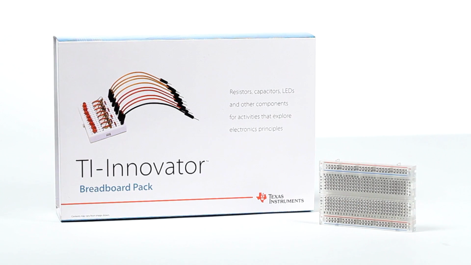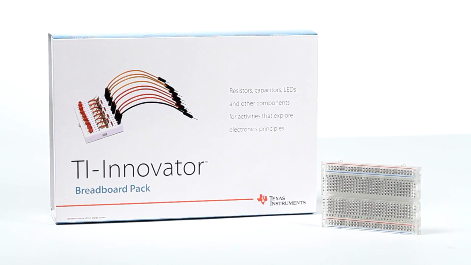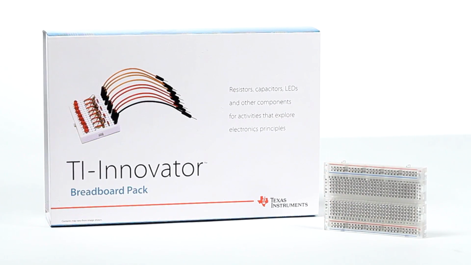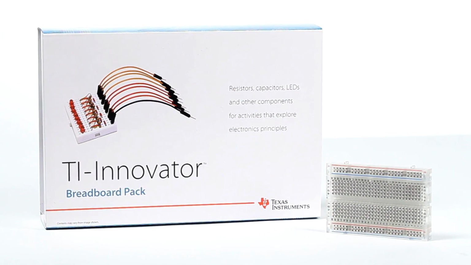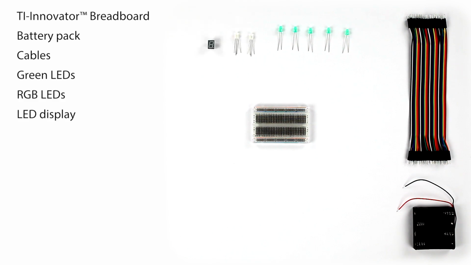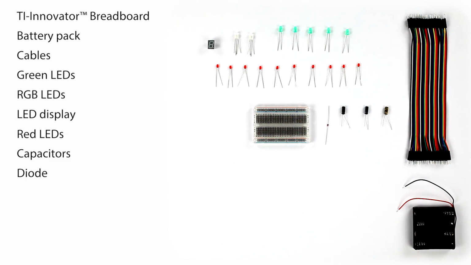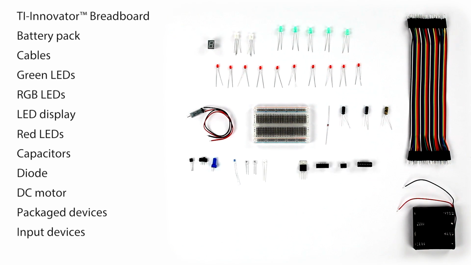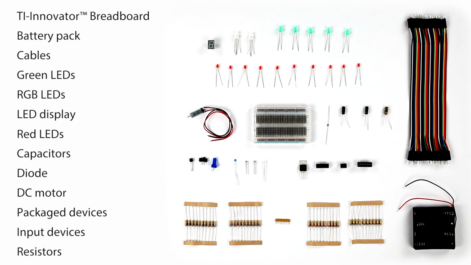Introducing the TI-Innovator Breadboard Pack. Components students can use to design, code, and build electronic projects. The kit includes a TI-Innovator breadboard, a battery pack, cables, green LEDs, RGB LEDs, an LED display, red LEDs, capacitors, a diode, a DC motor, package devices, input devices, and resistors.